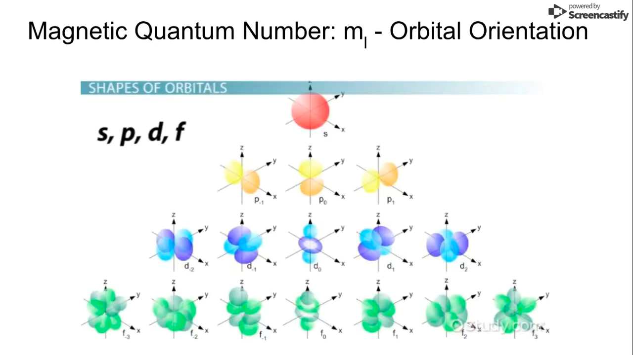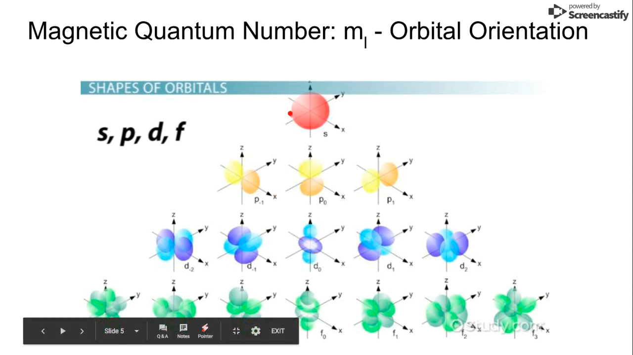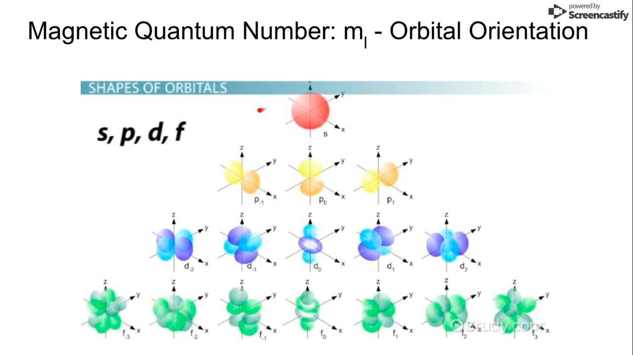The magnetic quantum number, again, it can go from negative l to positive l. And the reason I have these images here is because if l equals 0, which is an s orbital, the only value that's possible for m sub l is 0. So that tells us there's only one possible value, so there's only one possible orbital. And that's what's shown here.